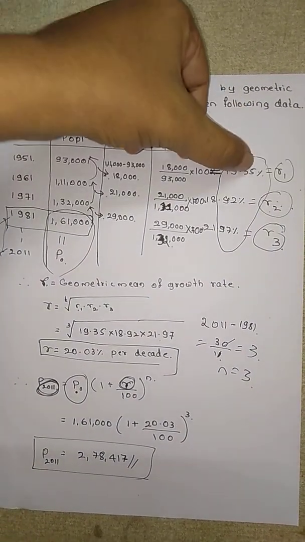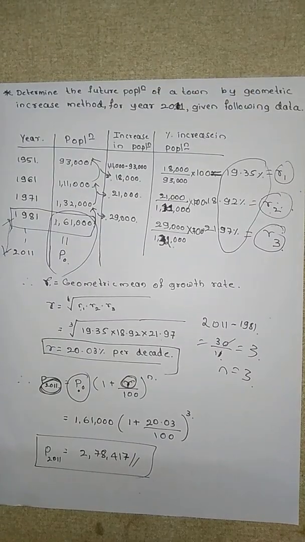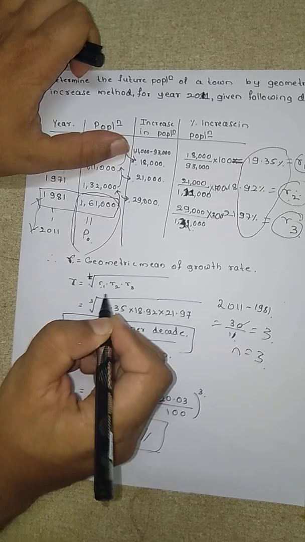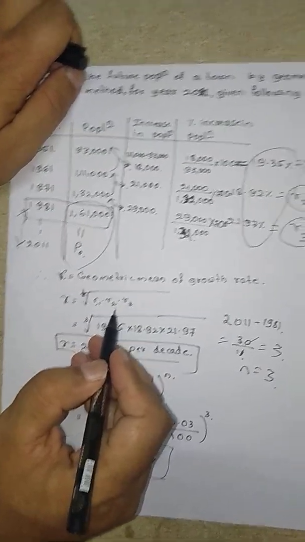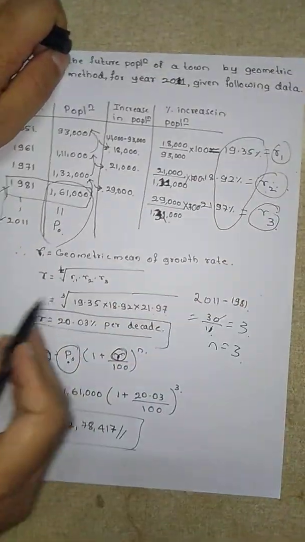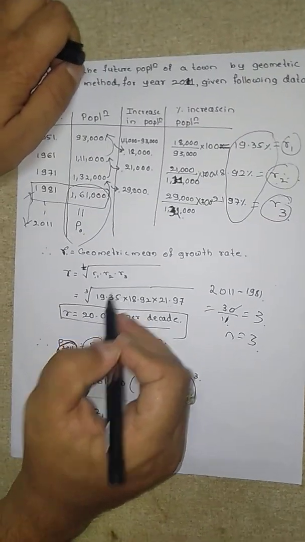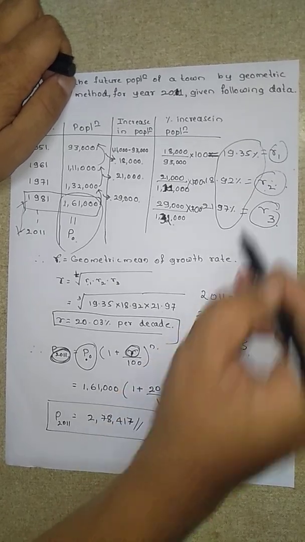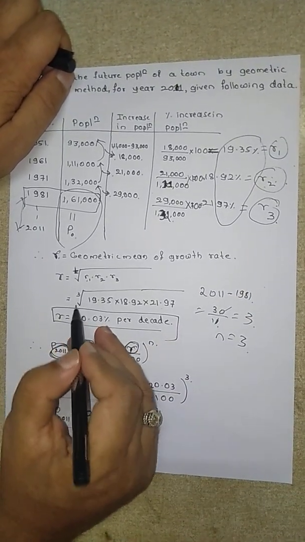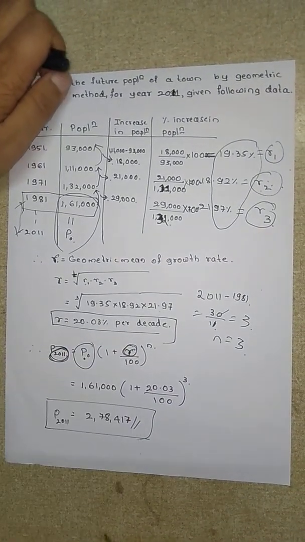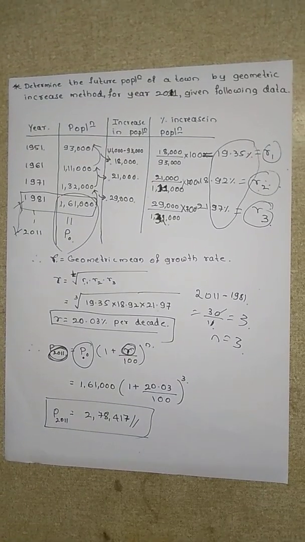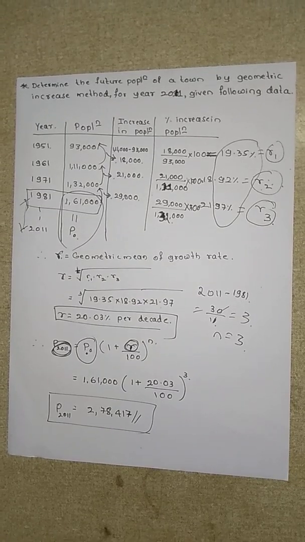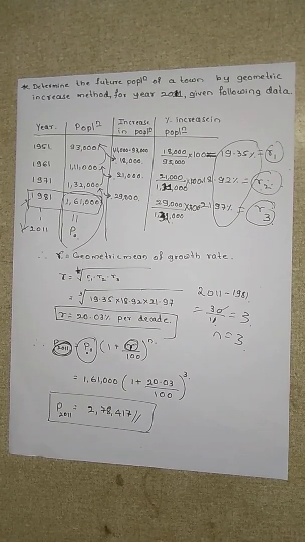What is the value of T here? Your formula is R equal to the Tth root of R1, R2 and R3. How many decades are there? 3 decades. So T will be equal to 3. R1 is 19.35, R2 is 18.92, R3 is 21.97. Tth root, so 3. So you will be getting the R value as 20.03 percent per decade. So R is nothing but the geometric mean of the growth rate.